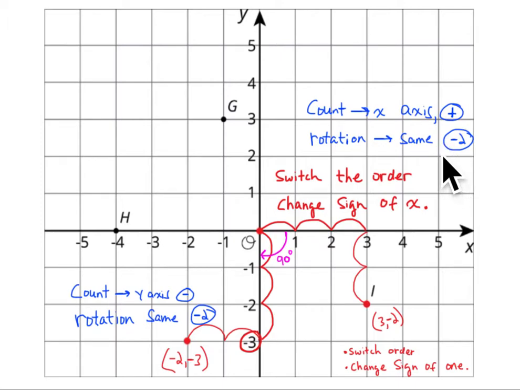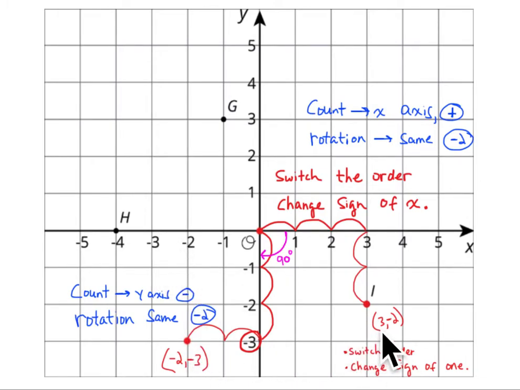Rotate, and you're going to keep the same sign of -2. So this is -2. So now you're going to count down this axis 3. So it's -3, and then count -2 this way. So you want to end up in the third quadrant, which is negative, negative. So notice you've changed the order.